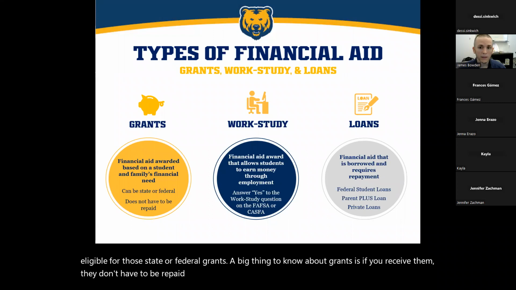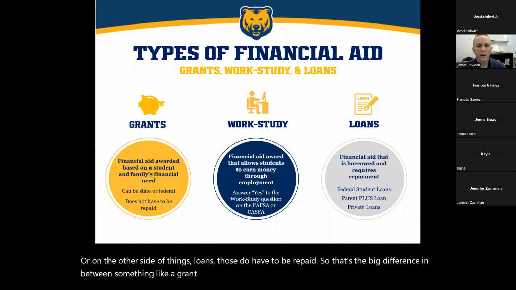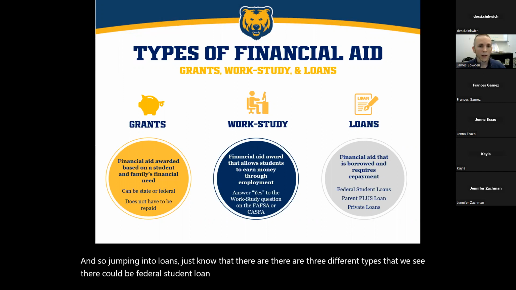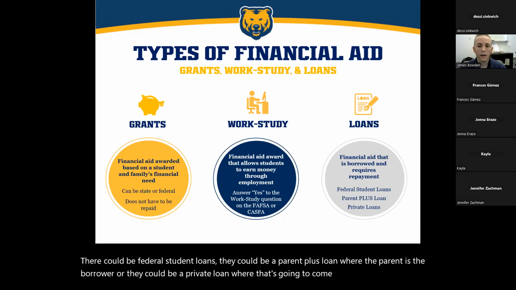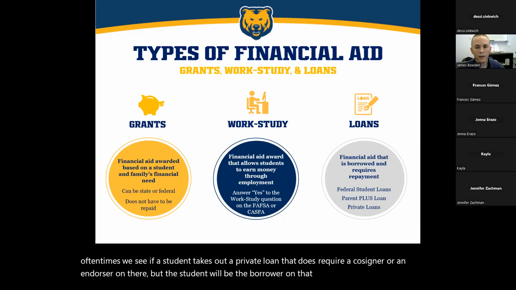Where on the other side of things, loans, those do have to be repaid. So that's the big difference between something like a grant versus a loan. So jumping into loans, just know that there are three different types that we see. They could be federal student loans, they could be a Parent Plus loan where the parent is the borrower, or they could be a private loan that's going to come through a bank. And oftentimes we see if a student takes out a private loan that does require a cosigner or an endorser on there, but then the student will be the borrower on that loan.